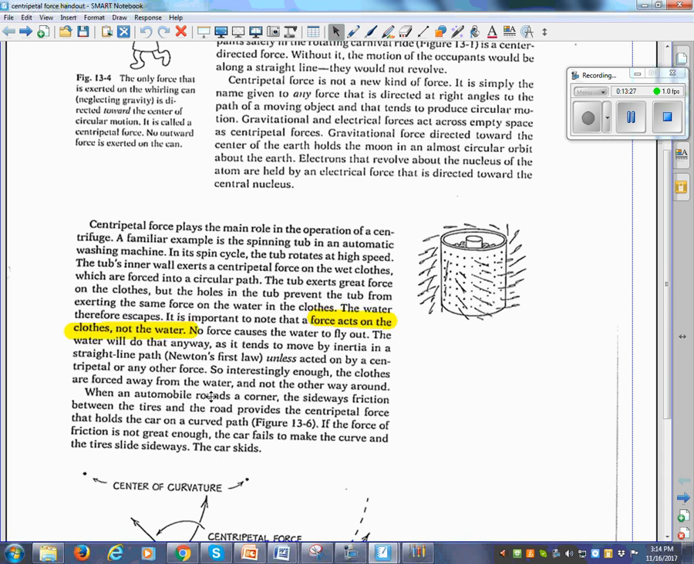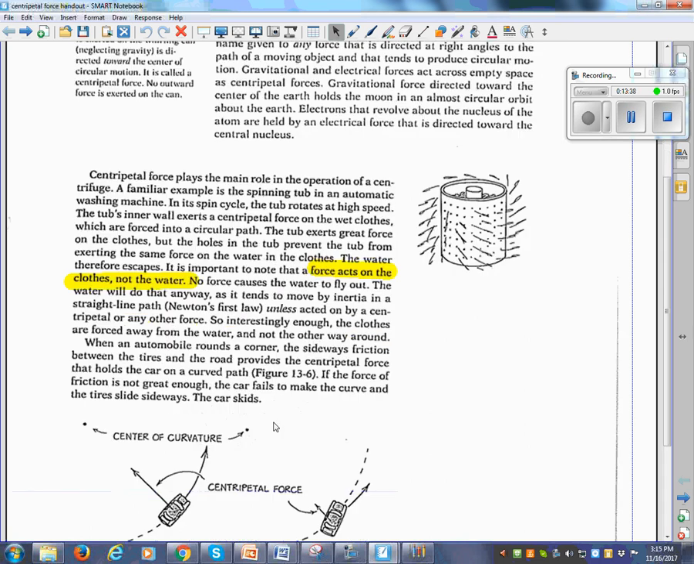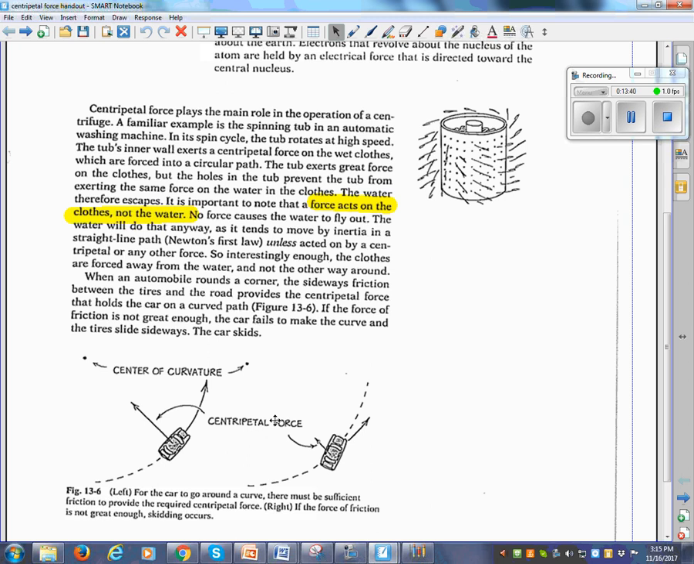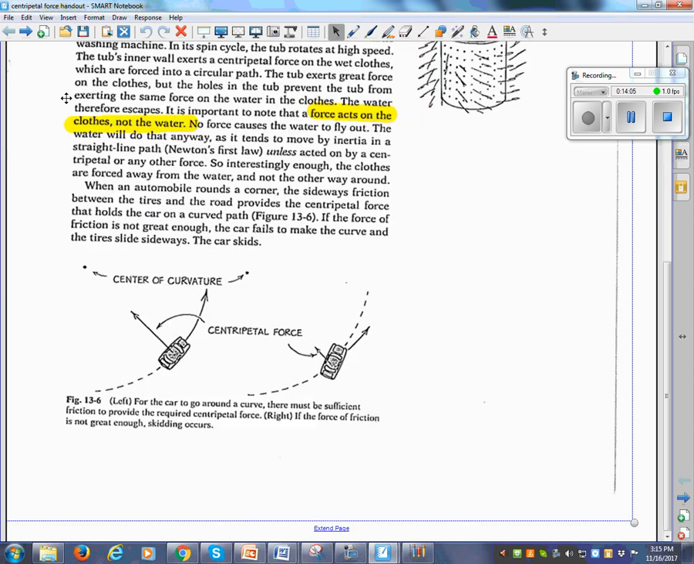When an automobile rounds a corner, the sideways friction between the tires and the road provides the centripetal force that holds the car in a curved path. If the force of friction is not great enough, the car fails to make the curve and the tires slide sideways. The car skids. And Talia said it perfect. She said in the wintertime, when you turn the steering wheel, if there's not enough friction, you just keep going straight, right? Your tires just point you in the right direction, but it's actually friction that pushes you. Next time you make a turn, think about it. It's kind of a weird thing to think about.